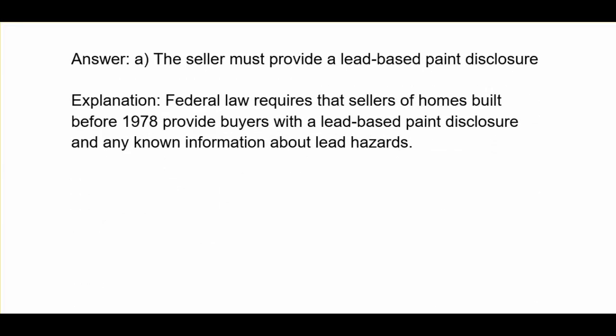A, the seller must provide a lead-based paint disclosure. Federal law requires that sellers of homes built before 1978 provide buyers with a lead-based paint disclosure and any known information about lead hazards.